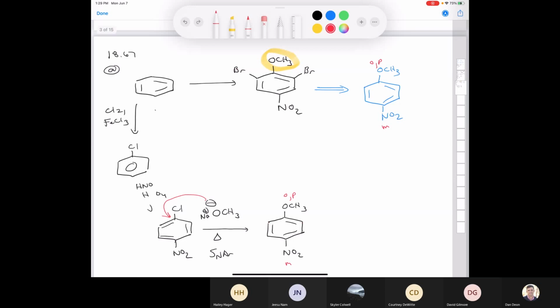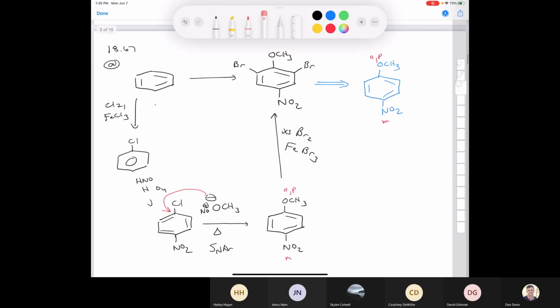So, I mean, you could put two brominations in a row if you want. I think the way I would write it would just be to use excess bromine. So we'll just put excess, tons of bromine and tons of iron(III) bromide. And we're going to get both of these bromines installed there.